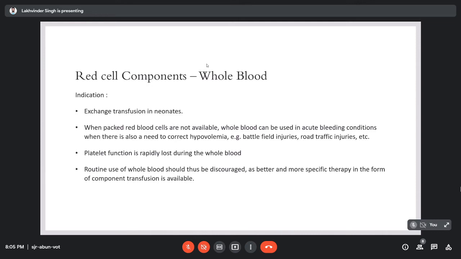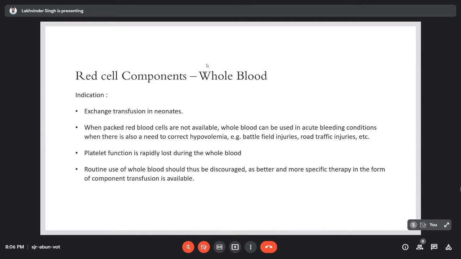But the problem with whole blood is that platelet function is rapidly lost when whole blood is stored at 4 degrees Celsius, because platelets are stored at room temperature. But again, nowadays research is going on showing that platelets can be stored at 4 degrees Celsius. They are known as cold storage platelets. So maybe in future we'll again start using whole blood. But that whole blood has to be used within 5 days, because not only platelets, we have to consider coagulation factors also. After 5 days, the coagulation factors go down. So I'll discuss all that again.